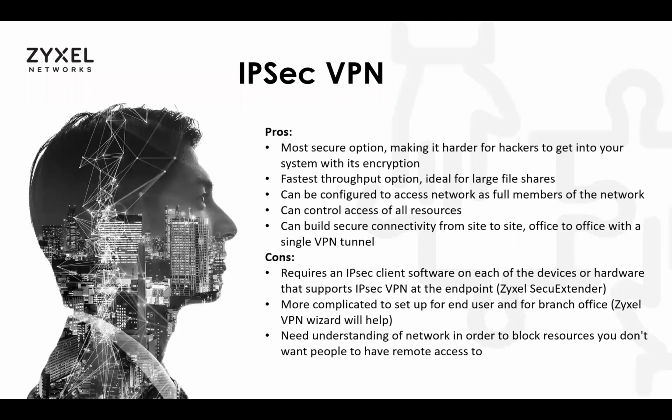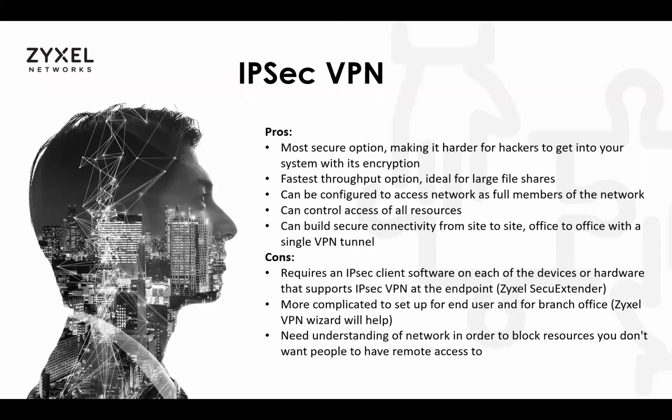Now for the pros and cons of IPsec VPN. The pro is that IPsec VPN is actually the most secure option. This is because you have the ability to choose the encryption algorithms and the strength. The first 2 points, the speed and the encryption, go hand in hand. You'll see that it actually has the fastest throughput. However, the stronger your encryption is, the slower the connection is.